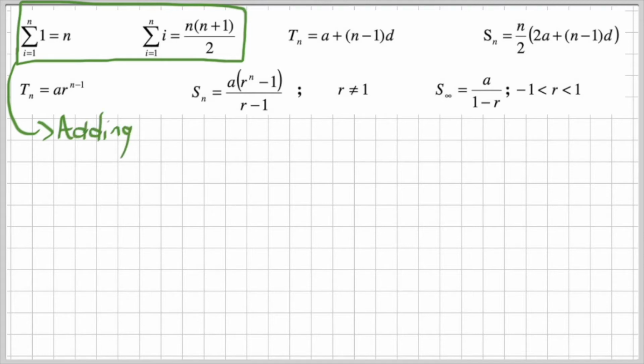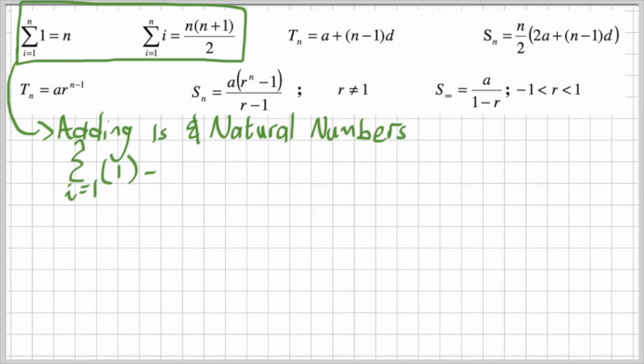Now that is for adding ones and natural numbers. In other words, what if I add a whole bunch of ones? 1 plus 1 plus 1 plus 1, n times. If it was sigma from i equals 1 up to 50, that would mean adding 50 ones. Hopefully you know that if I add 50 ones, the answer is 50. That's what it says there: n.